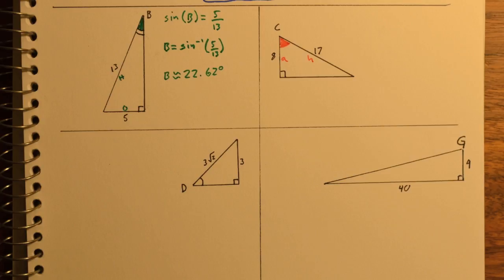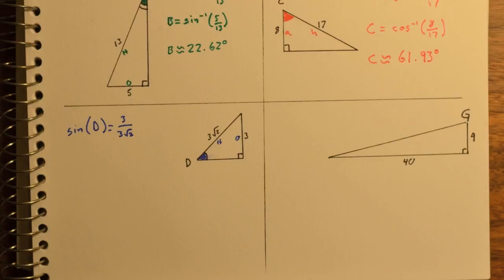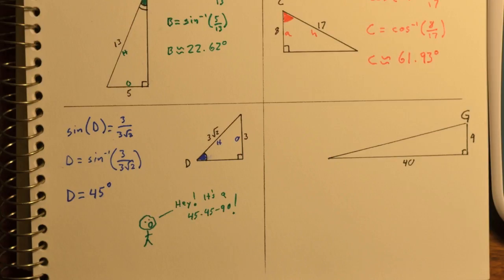The next example, we're given the adjacent and hypotenuse of angle C. And so that means we'll use the inverse cosine function. Inverse cosine of adjacent divided by hypotenuse gives us about 61.93 degrees. This third example, we are given the opposite and hypotenuse for angle D. And so therefore D is the inverse sine of 3/3√2, which is, hey, 45 degrees. That's a special right triangle.